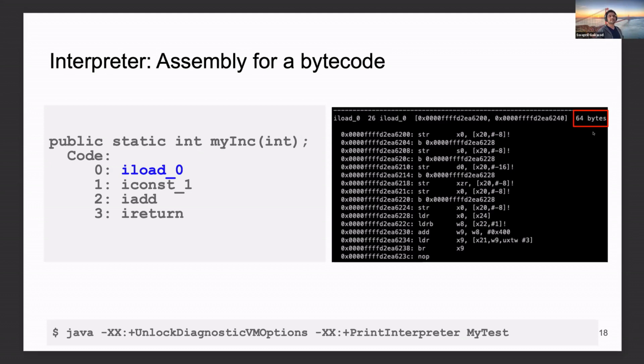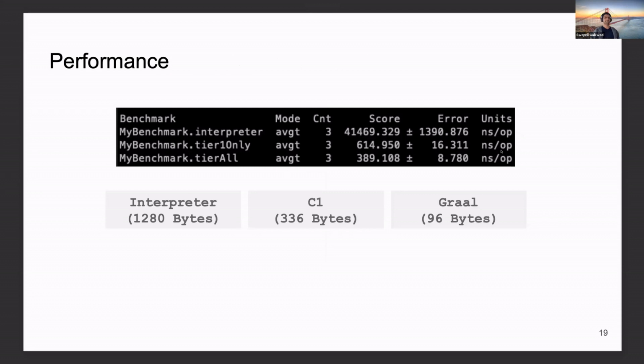And here is the size of the instructions. If you count the entire size, which is not a perfect measure of code quality, it roughly indicates the quality of the code that has been generated. So the interpreter executes about 1,200 bytes of code. C1 executes about 336 bytes of code, and Graal will give you higher code quality by doing more and more optimizations.